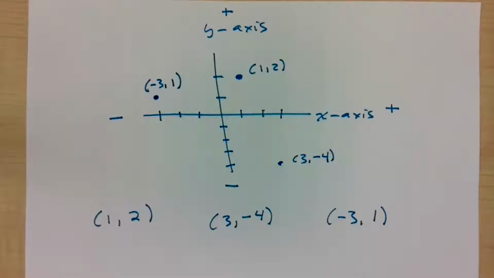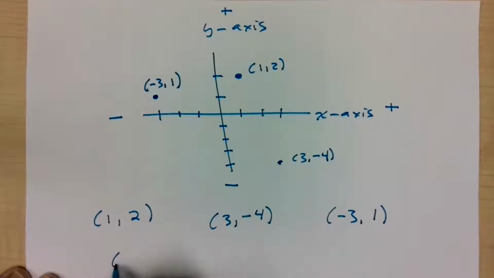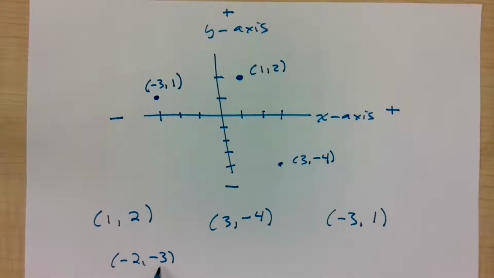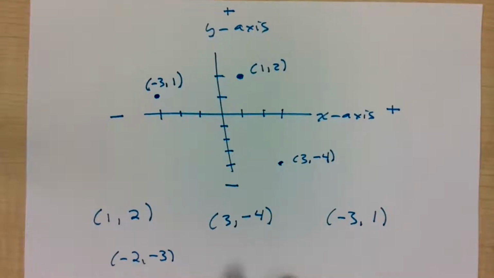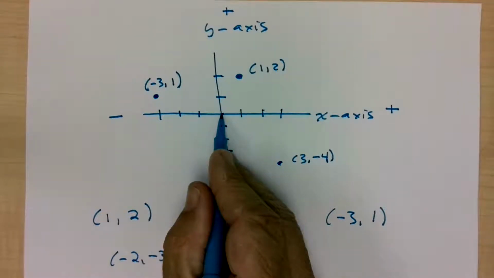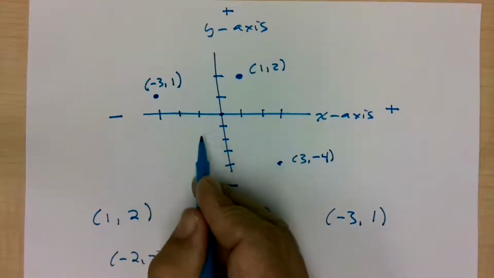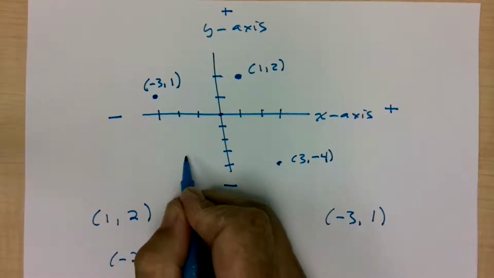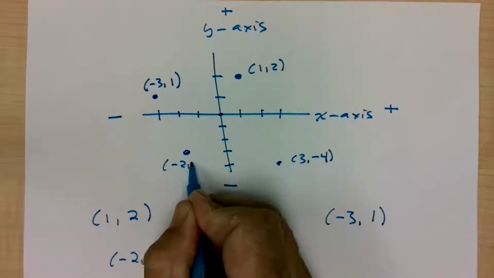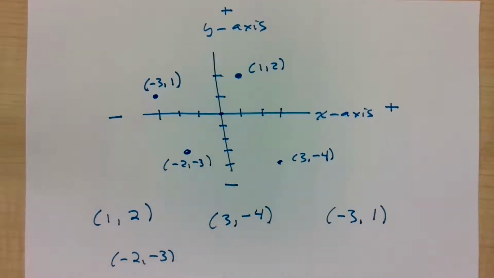Let's do (-2, -3). So that is -2 in the x direction. So negative x is to the left. -3 in the y direction, that will be 3 units down. 3 in the negative y direction. So 2 over from the starting point (0, 0), 2 left, and 3 down, 1, 2, 3. And I'm about here for (-2, -3).